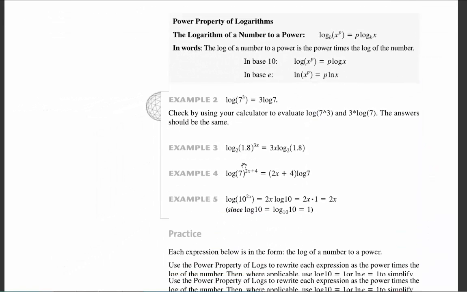And they show us a few more examples, right? Here my exponent is 3x, so they move the 3x to the front. Here my exponent is 2x plus 4. It's important to keep that in parentheses, so they write 2x plus 4 as my exponent, and they group it with the parentheses. Last, I have log base 10 of 10 to the 2x. They move the 2x to the front, okay? And log base 10 of 10 is actually 1, so it's 2x times 1, or 2x.